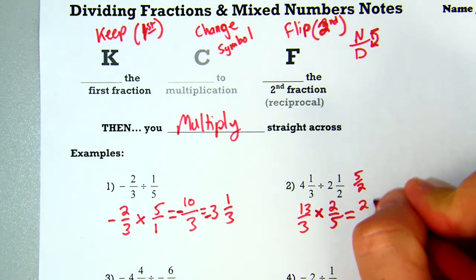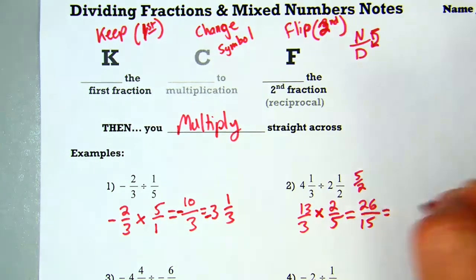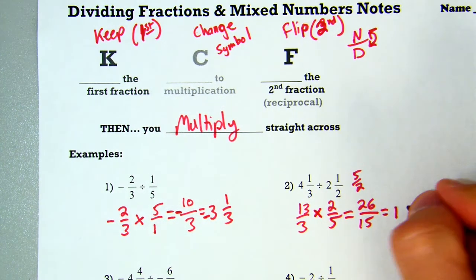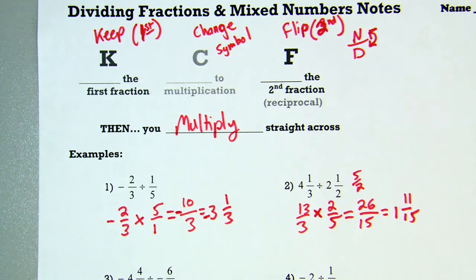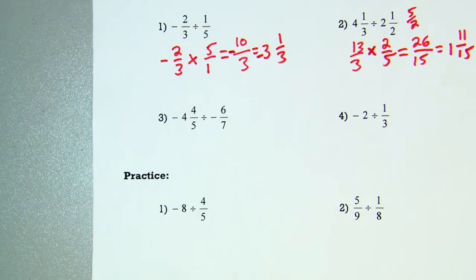13 times 2 is 26. 3 times 5 is 15. 15 goes into 26 once with 11 left over. So 1 11/15. Alright, take a look at number 3.